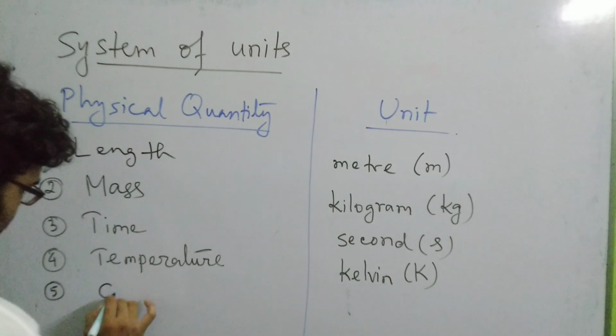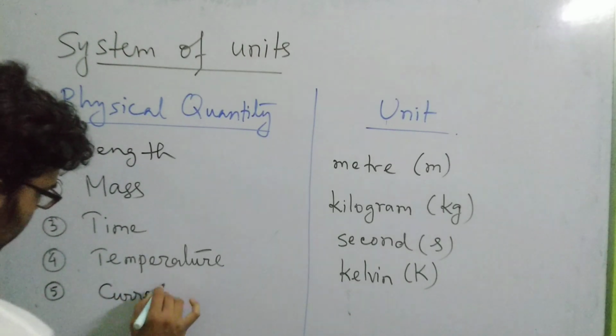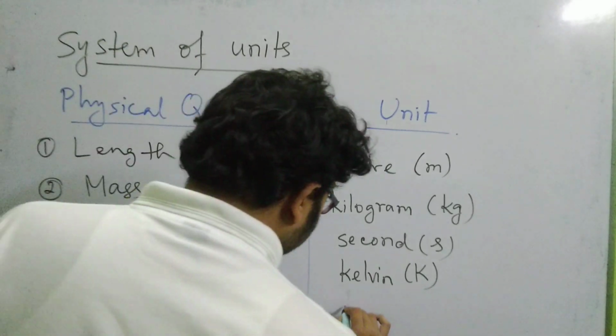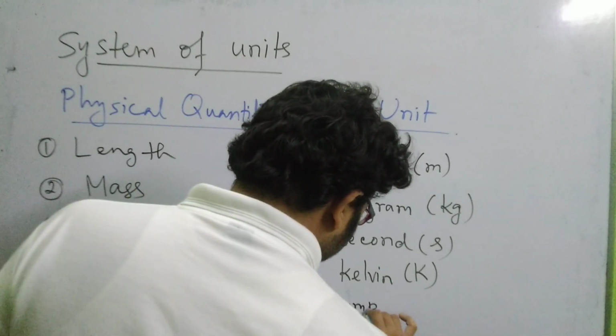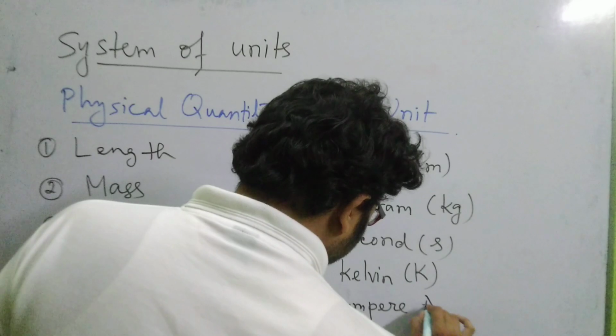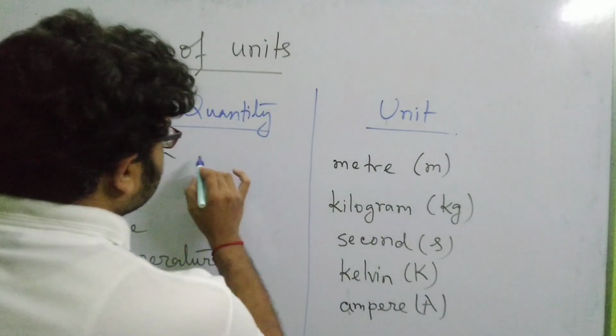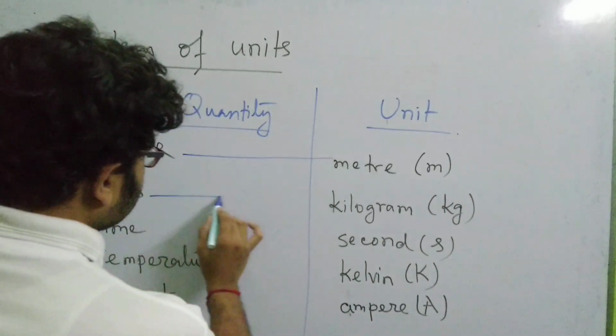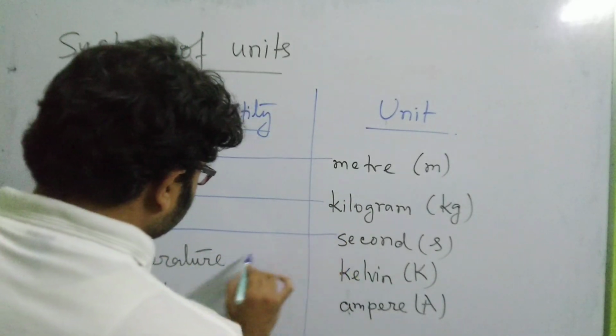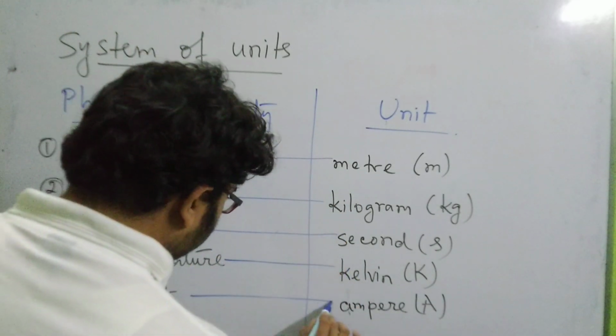Fifth is current. For current it should be ampere. The symbol that we denote is capital A. So just let me draw a line so that the sequence does not get confusing.